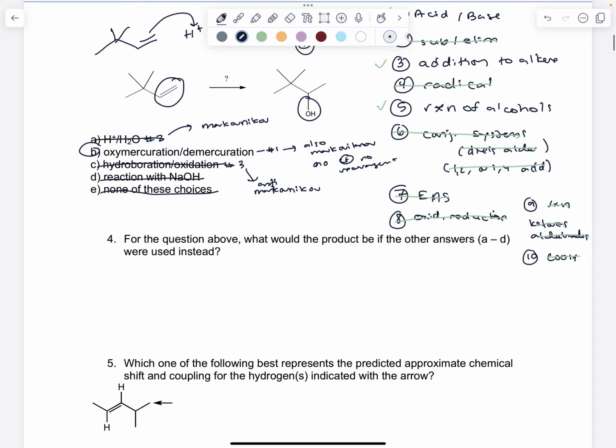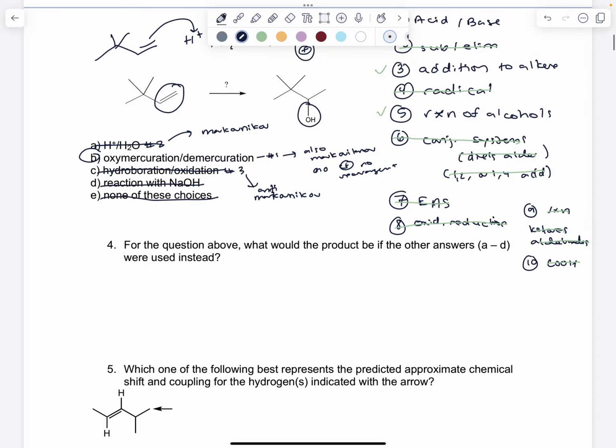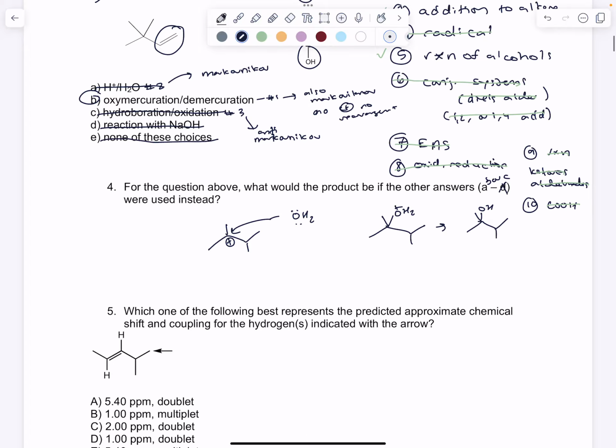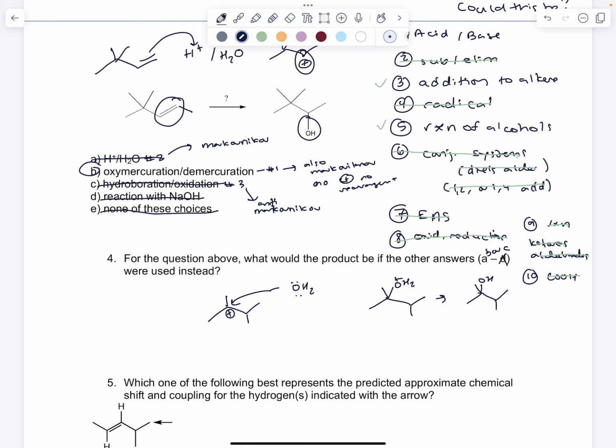Okay, now what would the product be if the other answers, we already said D doesn't work. So we'll do A, B, or C. So we already said A would get that carbocation and then it would rearrange. And then the water would add there, and there would need to be a deprotonation step. So we would get OH2 plus, and then it would deprotonate. So that would be if we do acid-catalyzed hydration of water. And then if we did anti-Markovnikov, the alcohol would add out here on that side. So we would get this structure.